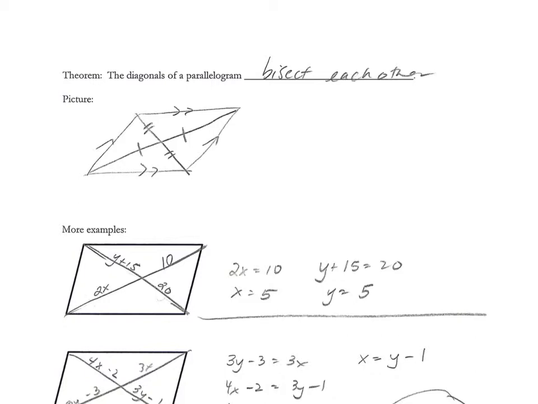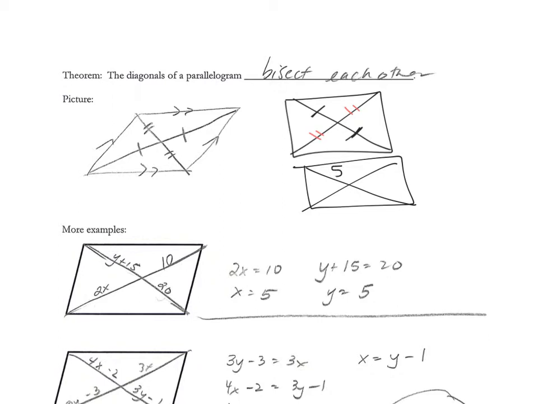Another property they have is that diagonals of a parallelogram bisect each other. So bisecting each other means that they cut each other in half. Okay, so these two segments are congruent and these two segments are congruent. And that all goes back to congruent triangles as well. So what you have to be careful of is these two sides are congruent and these two, but it doesn't mean that these two are congruent or these two are congruent. So as soon as we know that the diagonals bisect each other, then we know that it's a parallelogram.